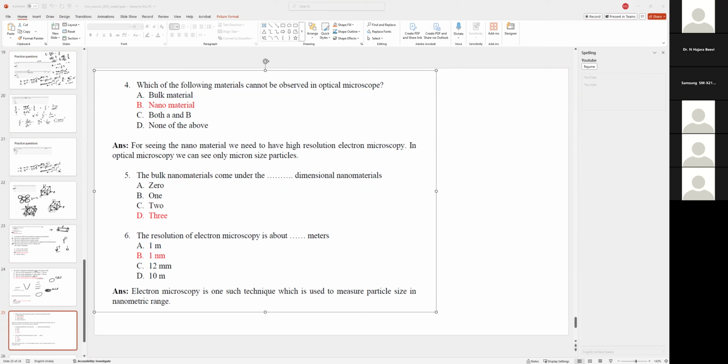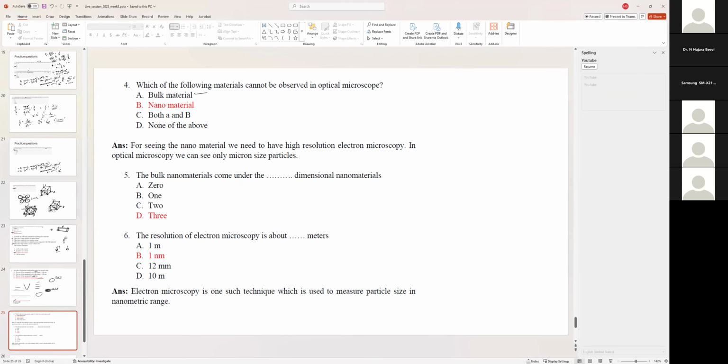Which of the following material cannot be observed by optical microscope? Bulk material obviously is large, you can see them. Nanomaterials, so optical microscopes have a resolution power of around 250 nanometers maybe if you have a really good microscope, but usually around 1000 nanometers, 1 micrometer size particles.